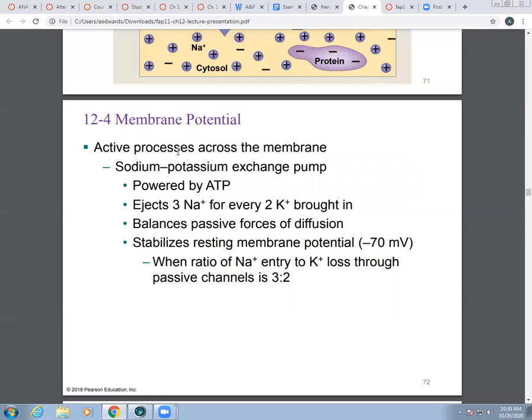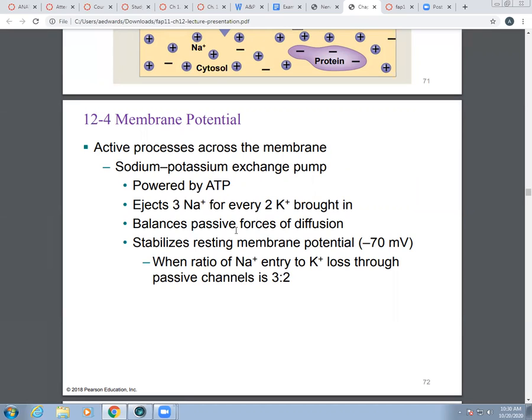We talked about passive processes. Here's an active process: the sodium-potassium exchange pump. It's active because it's powered by ATP. It's going to move 3 sodium ions out of the cell for every 2 potassium ions brought in. That balances the passive forces of diffusion because it's essentially going the opposite direction.